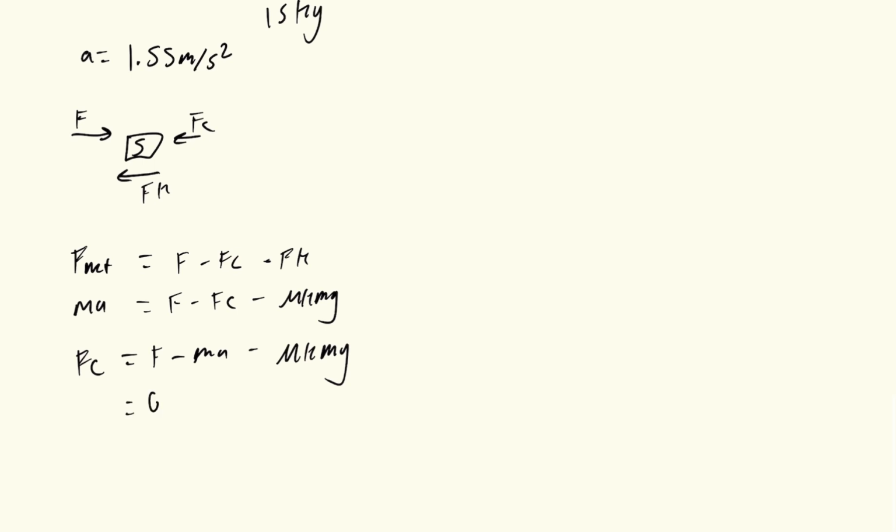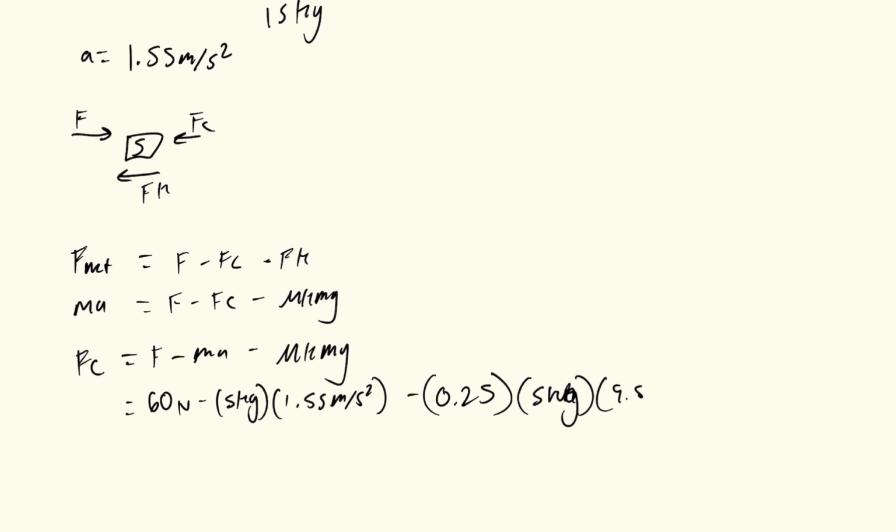So it'll be 60 newtons minus mass, which is 5 kilograms, times acceleration, which is 1.55 meters per second squared, minus 0.25 times m, which is 5 kilograms, and then g, which is 9.81 meters per second squared. That will give us an Fc value of 40.0 newtons.